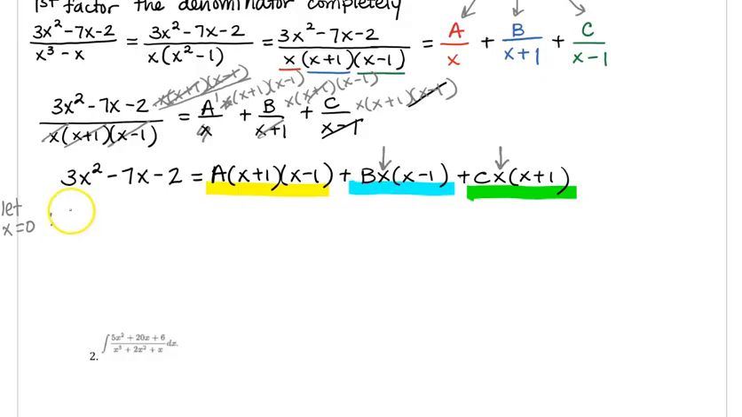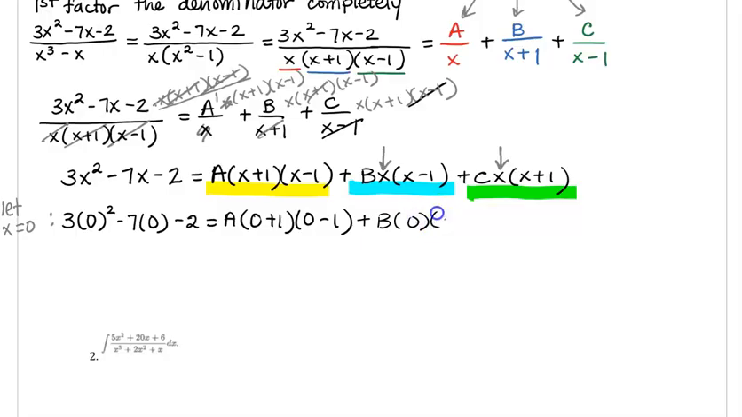When x is equal to 0, we have 3 times 0 squared minus 7 times 0 minus 2 is equal to a times 0 plus 1 times 0 minus 1. And when we plug in 0 for x here, this is b times 0 plus c times 0. So these terms completely go away.